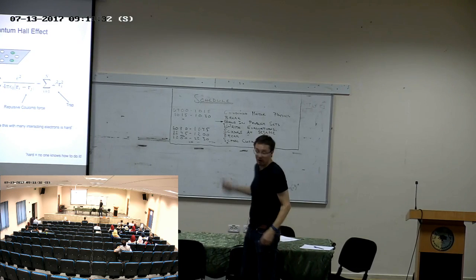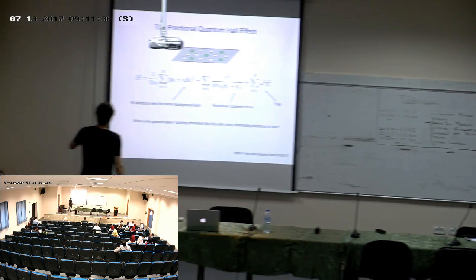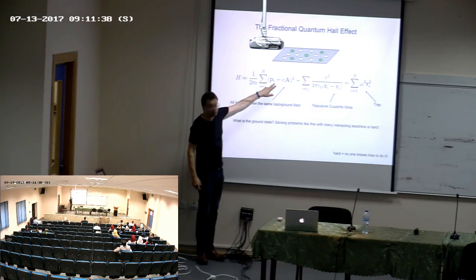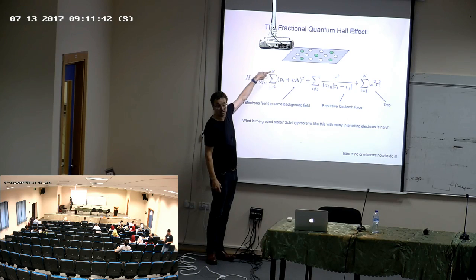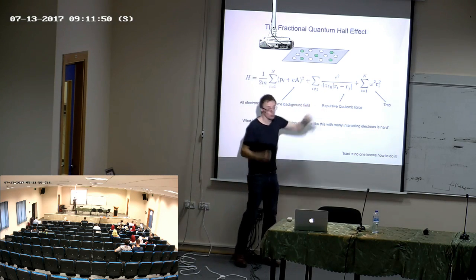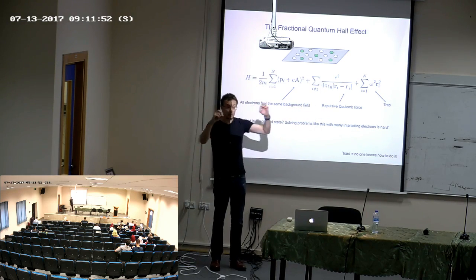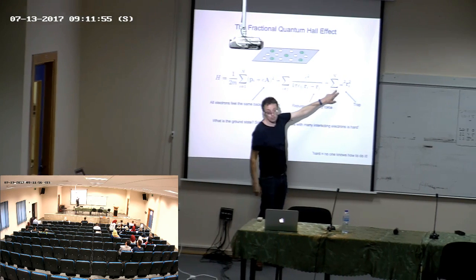In principle, all we have to do is find the ground state of this Hamiltonian. So I've added two terms here. This is the thing we solved before, and it's a particle in a magnetic field, except now I've put n particles in the magnetic field. And n is going to be a large, macroscopically large number. Okay, say 10 to the 23. This term is the Coulomb repulsion between any two electrons. And then I've added this term as well.